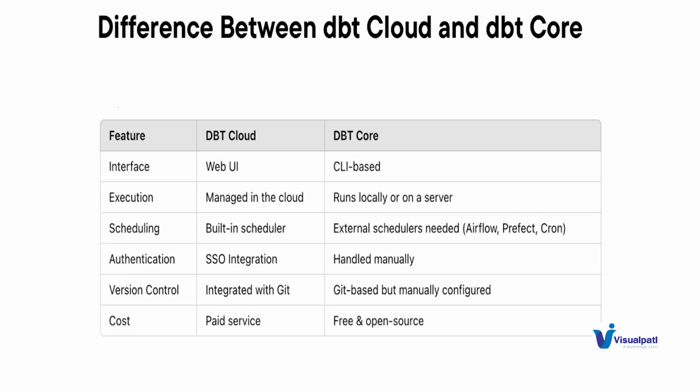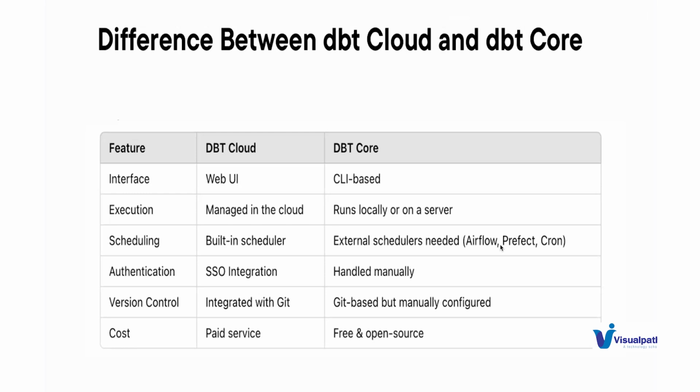Then scheduling. In DBT Cloud, we have a built-in scheduler, we have jobs, we can schedule the jobs on the basis of time, or we can use any orchestration tool also. Using API, we can trigger it. So it's like we have a built-in scheduler and we can use the orchestration tool also.